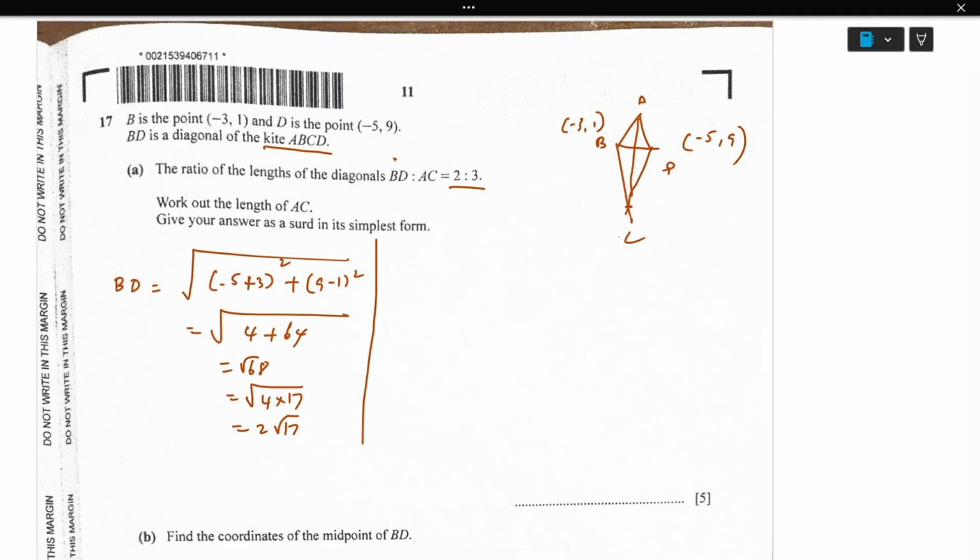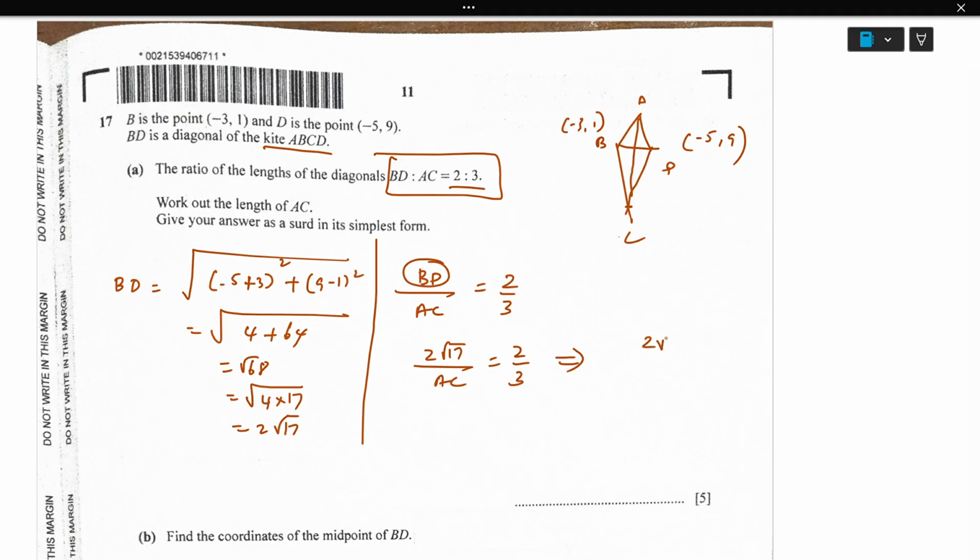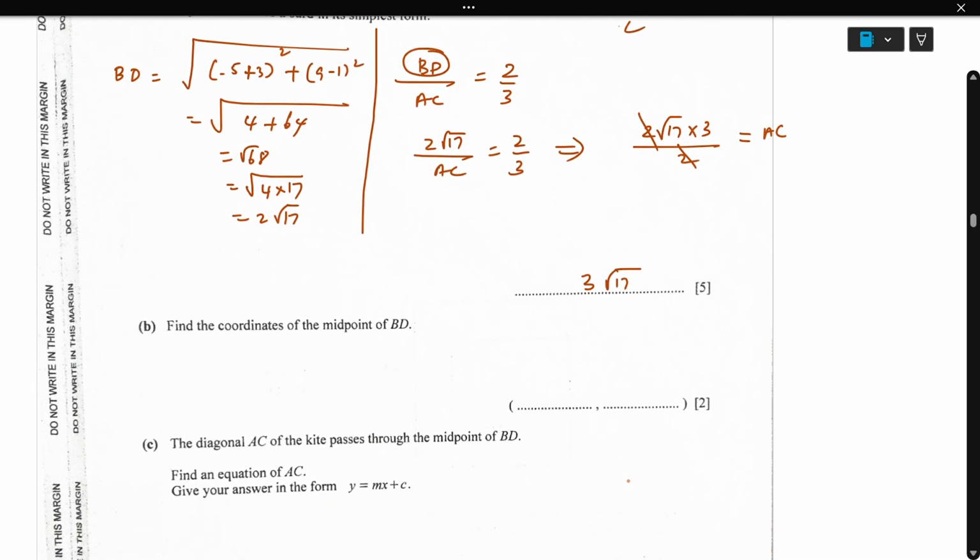Now some ratio is given. The ratio is BD over AC equal to 2 over 3. Already we know BD, so I'll substitute: 2 root 17 over AC equal to 2 over 3. From this, 2 root 17 times 3 over 2 equals AC. So this 2 cancels. The final answer is 3 root 17 for the first part.